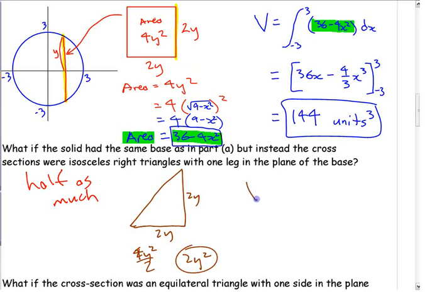I mean, maybe we could write the expression here: negative 3 to 3 of, it's going to be half that much though, right? It's going to be 18 minus 2x squared dx.